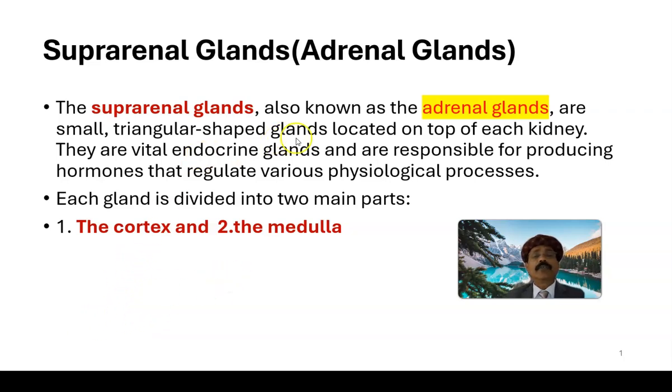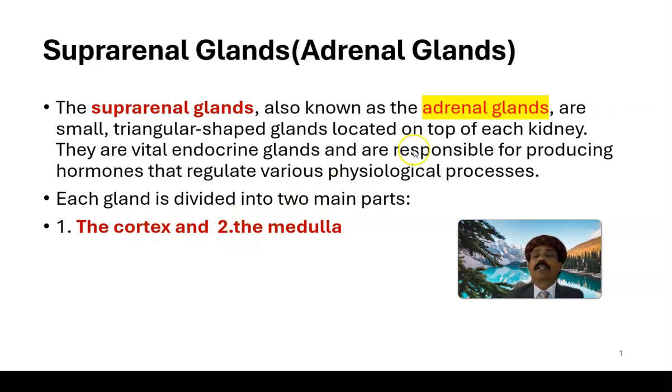Today I will discuss the anatomy and physiology of the suprarenal glands, also called adrenal glands. These are triangular shaped glands located on the top of each kidney. They are vital endocrine glands and are responsible for producing hormones that regulate various physiological processes. Each gland is divided into two main parts, the cortex and the medulla.